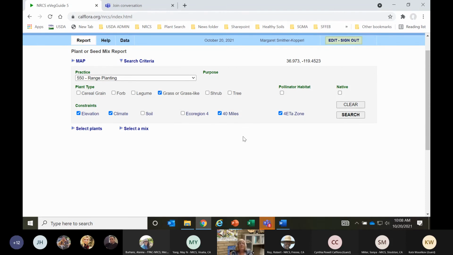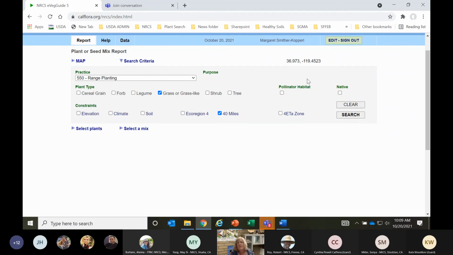So there are different ways of searching. We have constraints for elevation, climate, and the ETA, the evapotranspiration zone. I'm going to unclick those so I get more. And in this case, I'm going to go with 40 miles. You can search by ecoregion. It's actually similar, depending where you are in California and the elevation change. You may get, it's usually more restrictive and it takes longer because the data is from the EPA, and Calflora has to search with that. So I'm not going to do that.